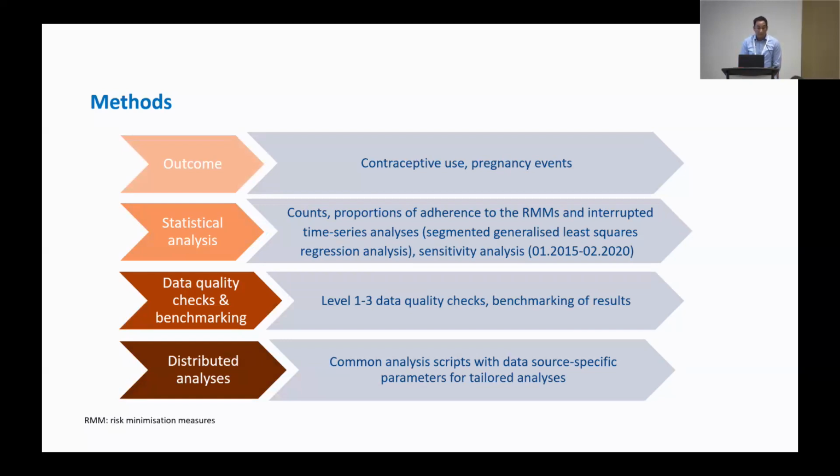We estimated the counts, some descriptive analysis, percentages, and proportions of different outcome measures, but also we conducted interrupted time series analysis in terms of segmented generalized least squares regression analysis to see any difference in the outcome measures before versus after the 2018 intervention in the data sources. We conducted rigorous quality checks to ensure that data is of enough quality for the analysis, and we also conducted comprehensive benchmarking of the results.